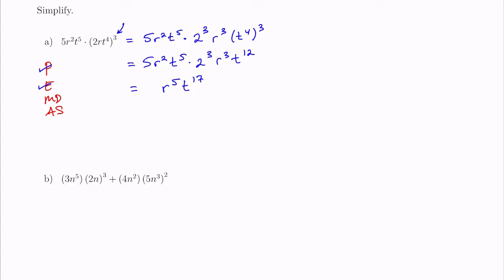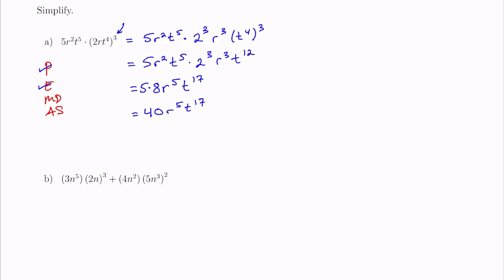Now there's going to be a trick here. 5 and 2 are not the same base, so I can't simplify 5 times 2 to the third in any other way unless I actually deal with the exponent on the 2. So 5 is going to stay what it is, but I know that 2 to the third, 2 times 2 times 2, is 8. So instead of writing it as 2 to the third, I'll write it down as 8. And so I get 5 times 8 times r to the fifth t to the 17th. And now because 5 and 8 are just regular integers and there's no exponents involved, I can multiply them, and 5 times 8 is 40. So this gives us a final answer of 40 r to the fifth t to the 17th.